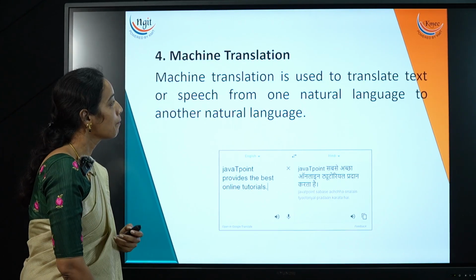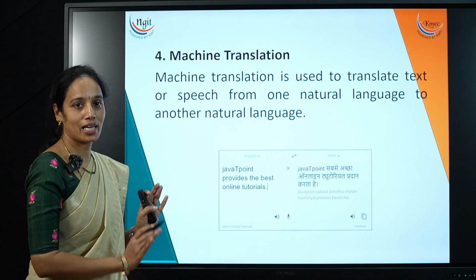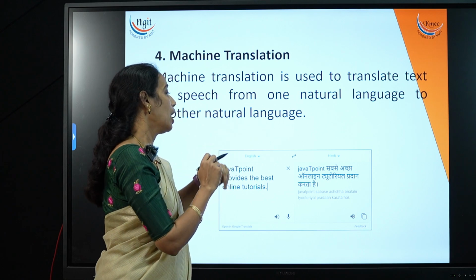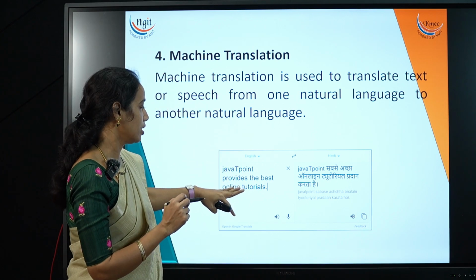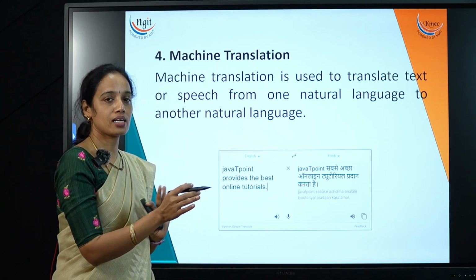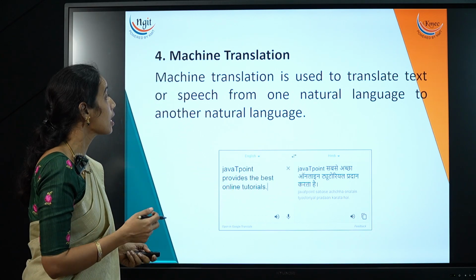And next one is machine translation. The name itself indicates it is used to translate text or speech from one language to another language. See here, you can see the English language we have converted into the Hindi language. So machine translation is also one of the applications of NLP.